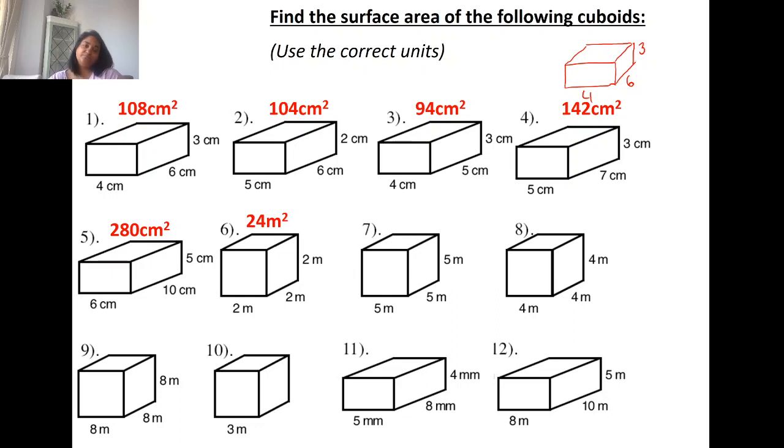Number 7, 150 metres squared. Number 8, 96 metres squared. Number 9, 384 metres squared. Number 10, 54 metres squared. Number 11, 184 millimetres squared. And number 12, 340 metres squared. Okay?